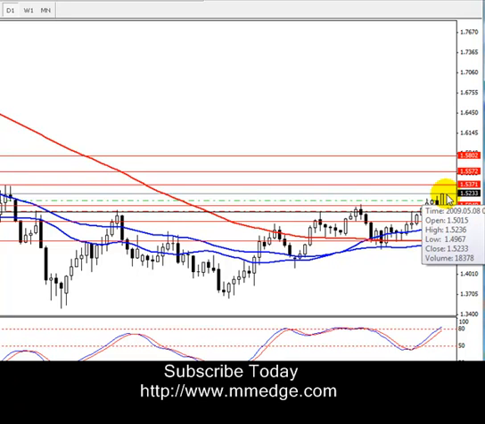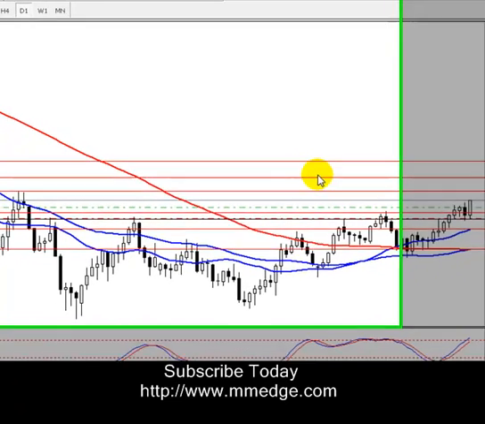So I have no problem with that. The stochastics are starting to get overbought here. But we'll see what happens. So I do believe we still have some upside potential here, up to the 1.5371, which is where I'm looking for a major turnaround. So we will see what happens.